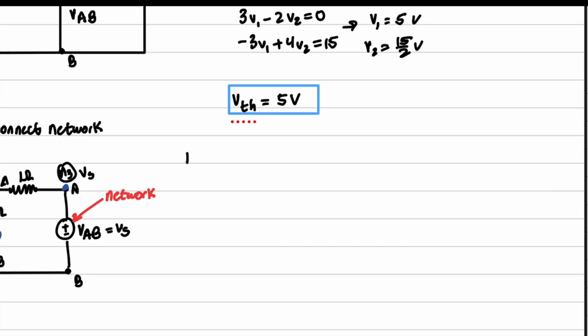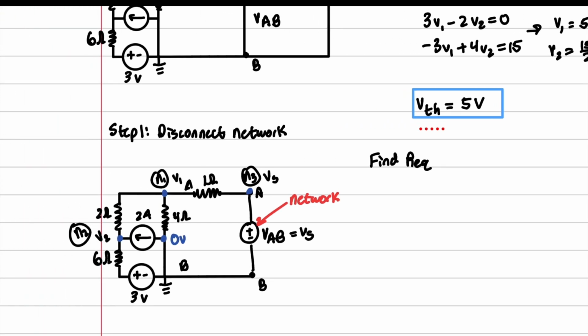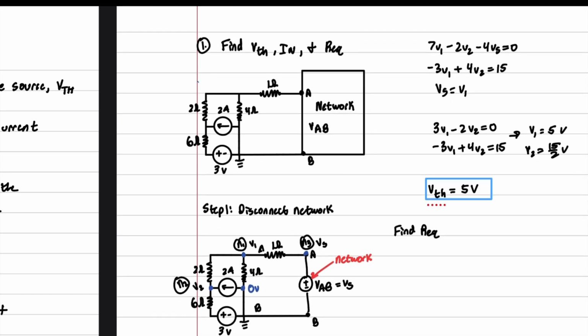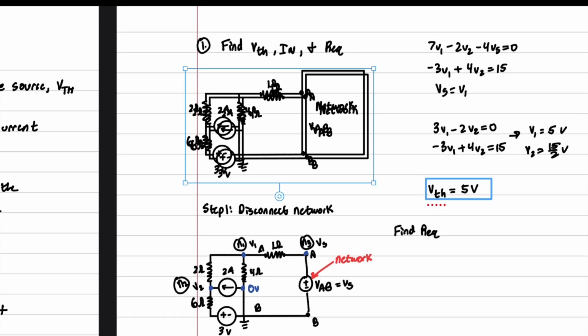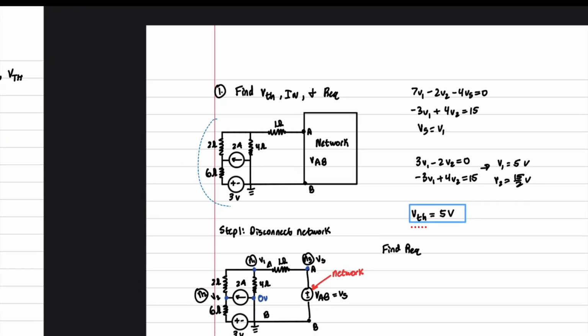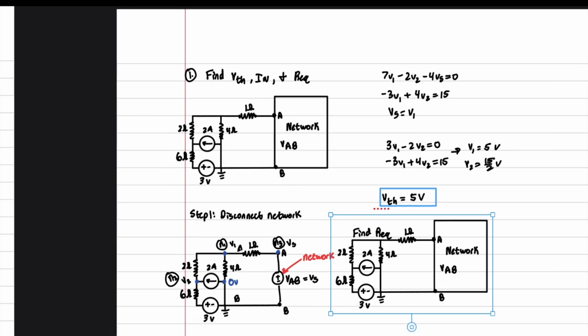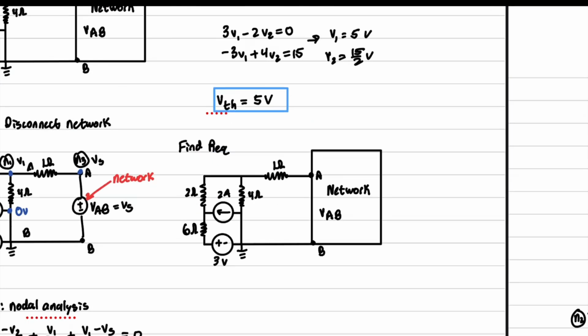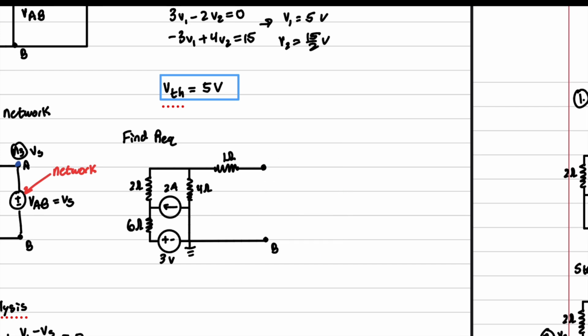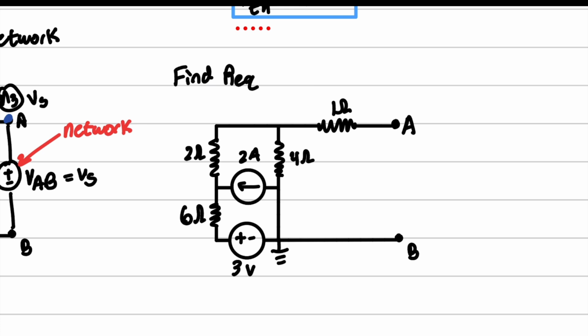So the next thing we're going to do is find our equivalent. So once again, we're going to grab the same network, and we are going to disconnect the network. But this time, we are going to also remove all of these sources, because we want to find the R equivalent.